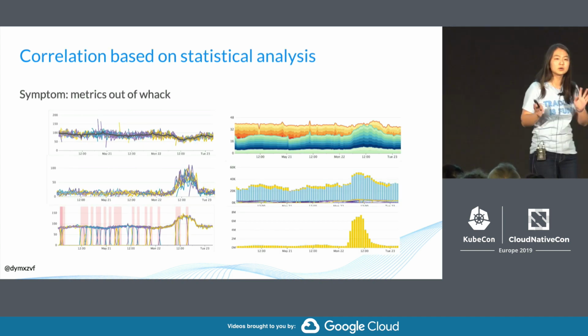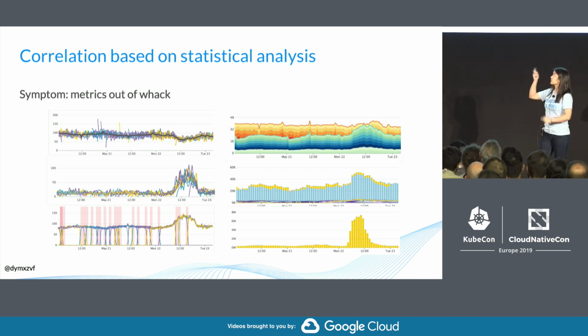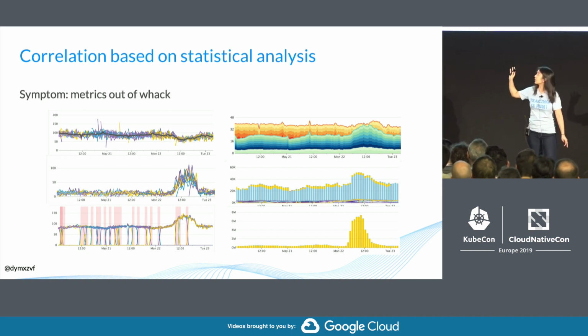Okay, so let's start with something simple like correlations. This is a symptom of something going wrong. Maybe you got paged. Maybe you deployed something and you're just staring at your metrics dashboard. This is a real dashboard. I just took a screenshot of our internal dashboard. Clearly, there's something wrong here. Something's out of whack. There's a little bump. We don't know what happened. That's around 12 o'clock on a Monday.